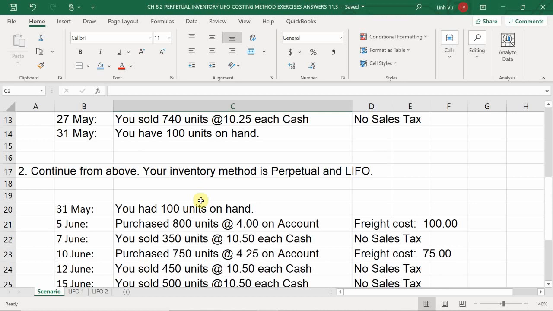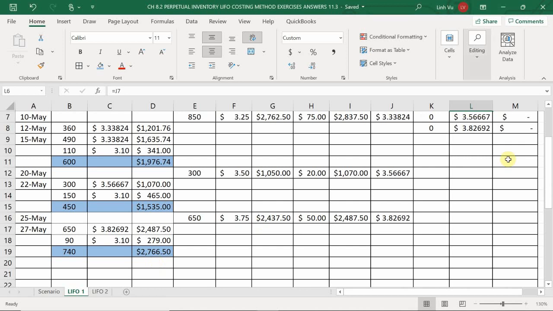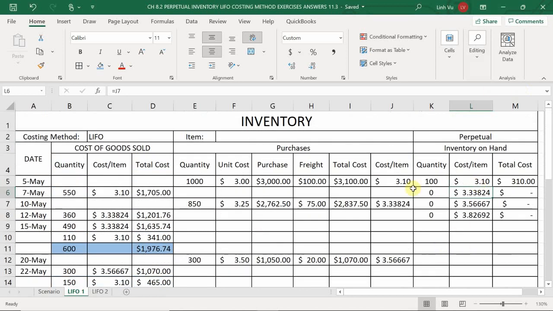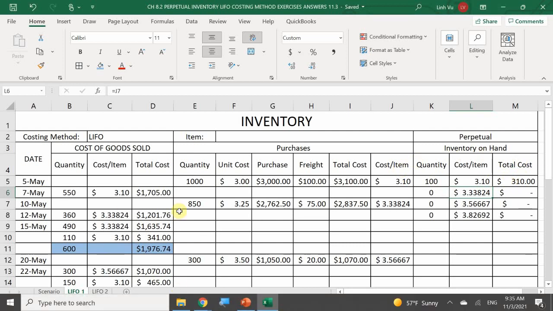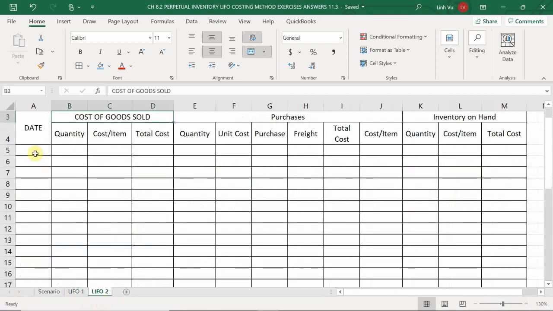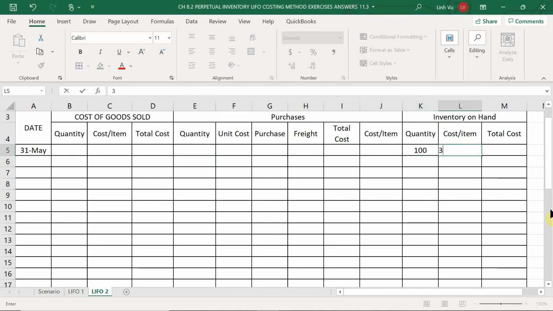Here it tells you that on May 31st, you should have had a total of 100 units on hand. Let's take a look at my batch of inventory. Yes, I do. Without having to total it up, I have this batch of inventory, the 100 left for $3.10 to give you 310. I'm going to transfer this amount over into my new inventory worksheet. This was May 31st, so I'm going to carry it over into my inventory on hand, saying that I have 100 units left at $3.10 each to give me a total of 310.